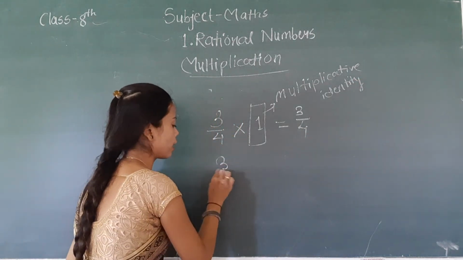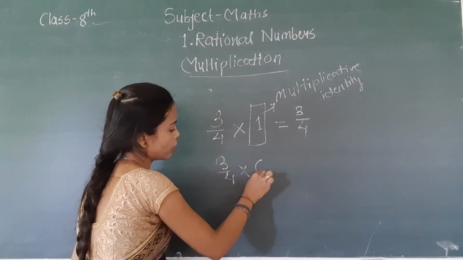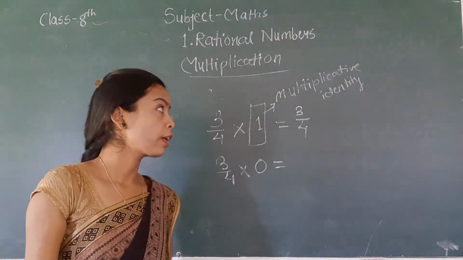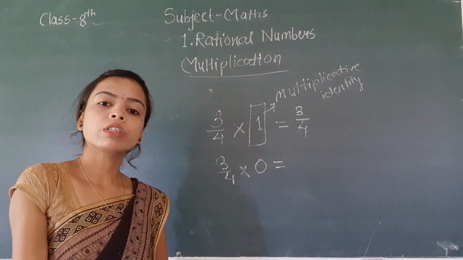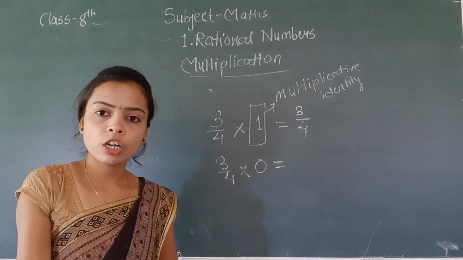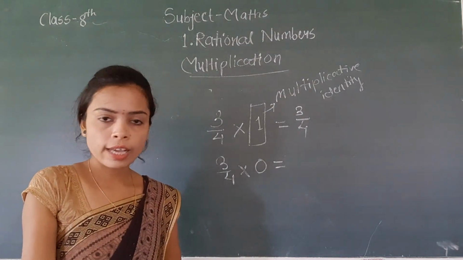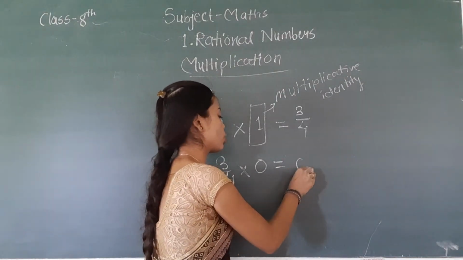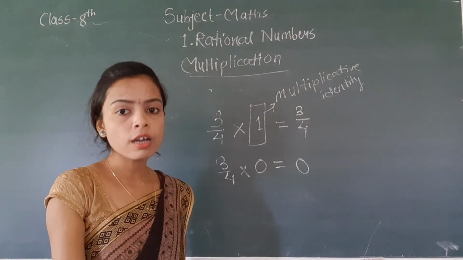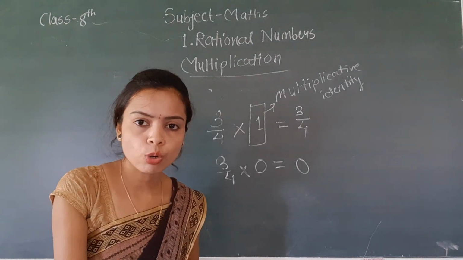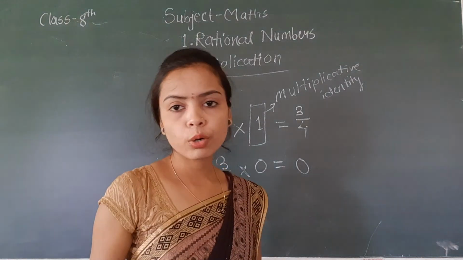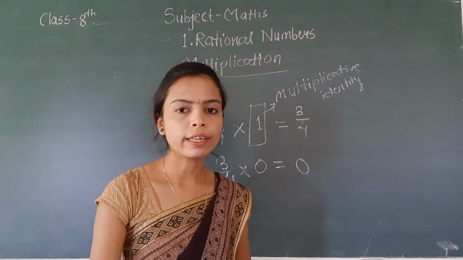If you are multiplying any rational number with 0, tell me what will be your answer. If you are multiplying rational number with 0, your answer is always 0 because the multiplication of 0 with anything is 0. Whatever you multiply with 0, your answer will be 0, whether it is a rational number, whole number, natural number or anything else.